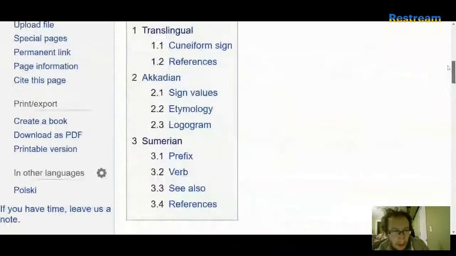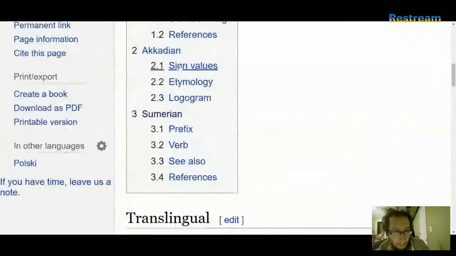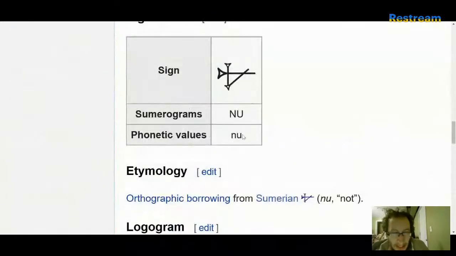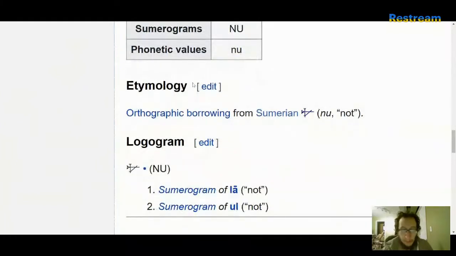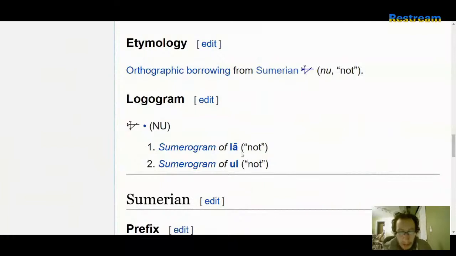So now we'll take a look at Akkadian. Akkadian has the sound of nu. So if you have a word that has the sound nu in it in Akkadian, and Akkadian again is the oldest form of Hebrew, so if you have a Hebrew word with nu in it, you could use this word to spell it in Akkadian. There are two words in Akkadian for not, and these two words are also in Hebrew. The words are la and ul. In Hebrew, lamed aleph and aleph lamed both can mean no or not.